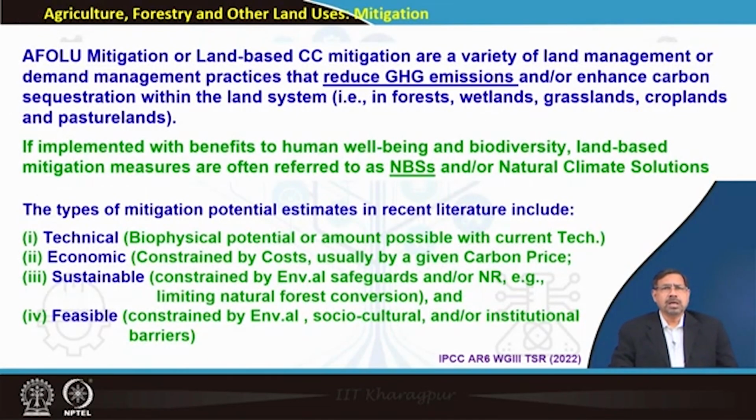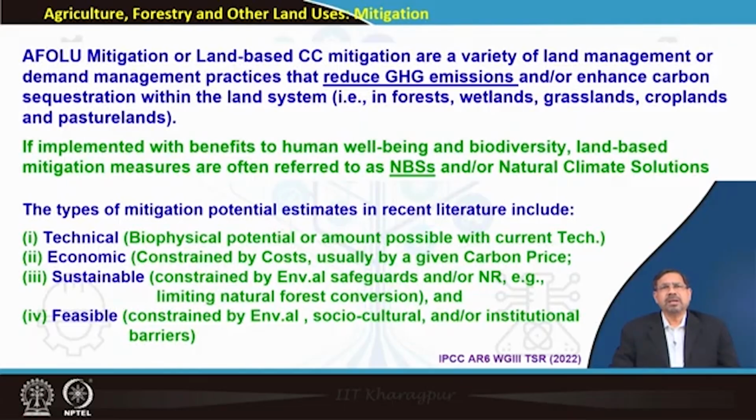So, coming to the mitigation, AFOLU mitigation or land based climate change mitigation are a variety of land management or demand management practices that reduce greenhouse gases or enhance carbon sequestration within the land system. That means the forest land, the wetlands, the grasslands, the croplands, the pasture land. Various formations of the land system are very useful and effective in reducing greenhouse gas emissions and thereby contributing towards mitigation.